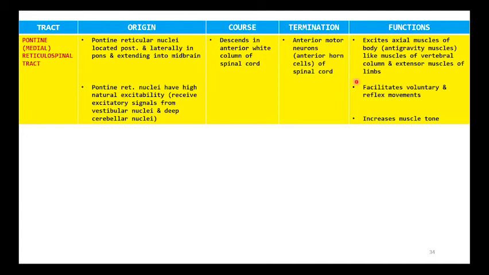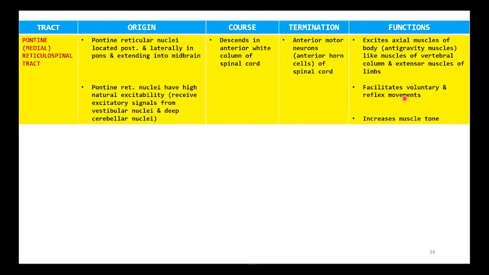Then comes the function on the muscle tone. Since it receives excitatory input from the vestibular and cerebellar nuclei, these tracts will increase the muscle tone. Not only do they increase the muscle tone, they also facilitate the voluntary as well as reflex movements.